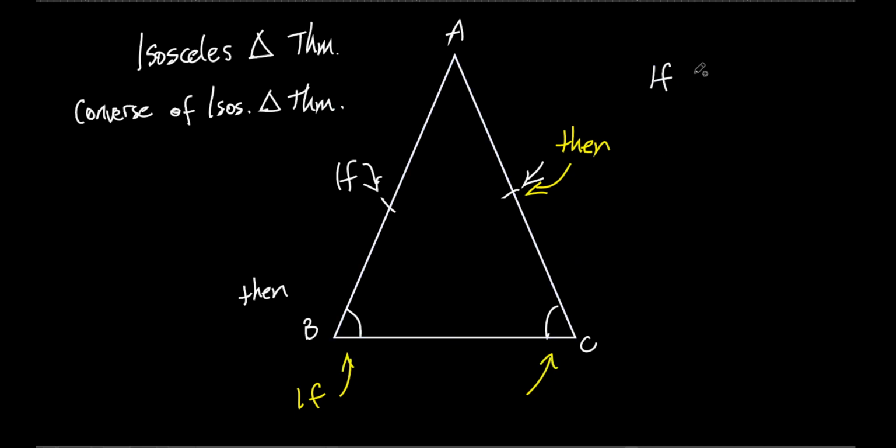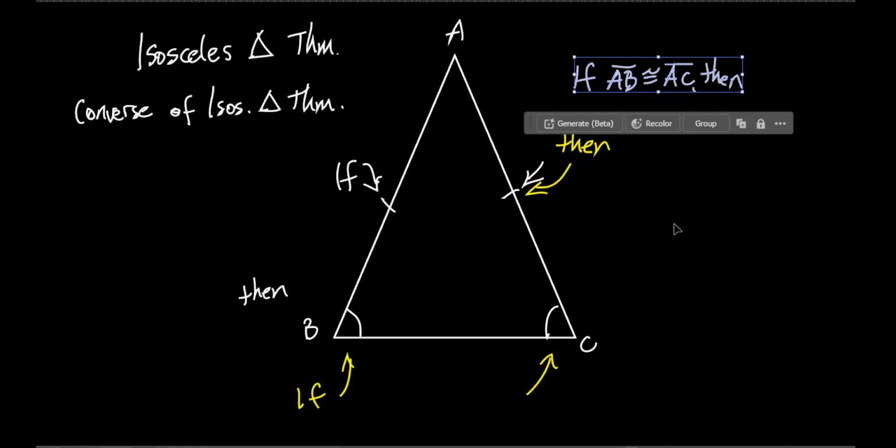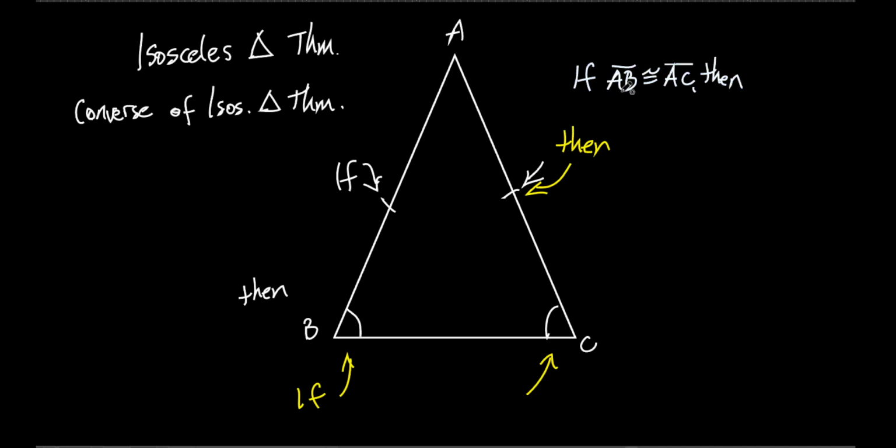So if AB is congruent to AC, then, let's scooch this over a little bit so I'm not running out of room. Okay, then what's true? If AB is equal to AC, then angle B equals what? Angle C. That's what the isosceles triangle theorem says.